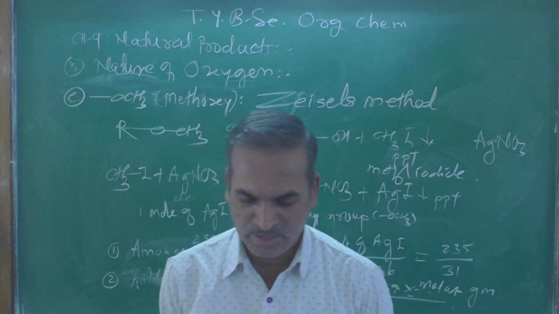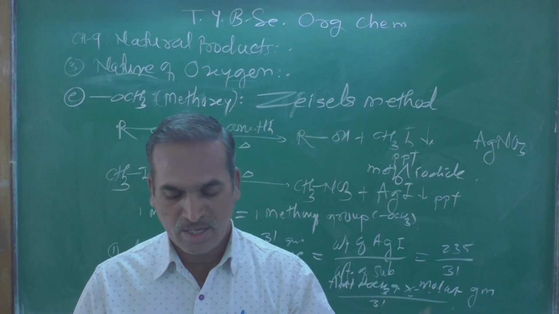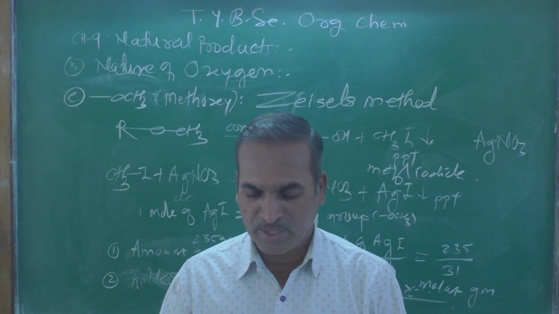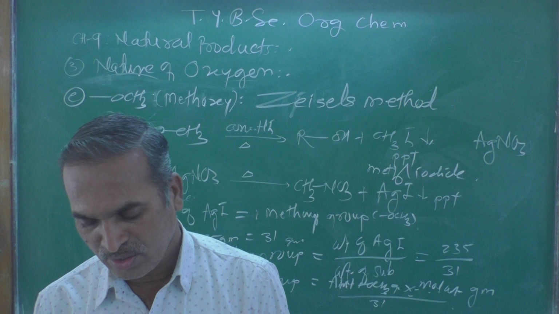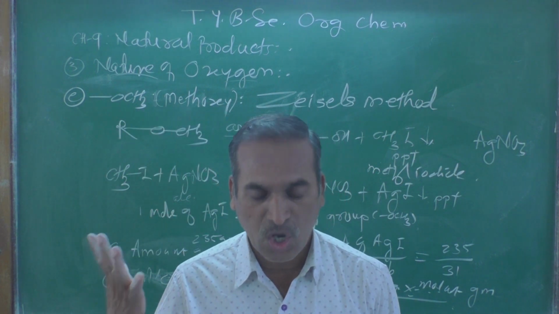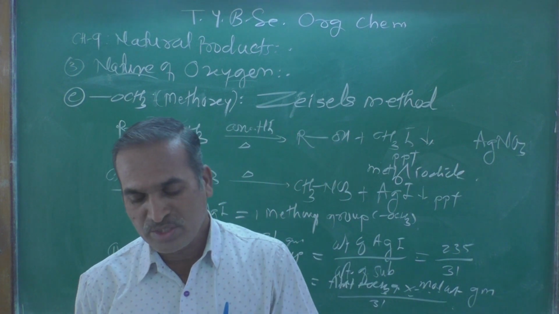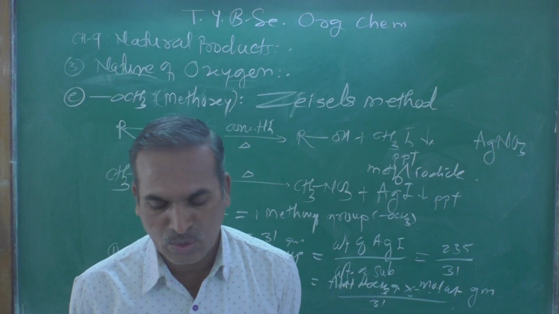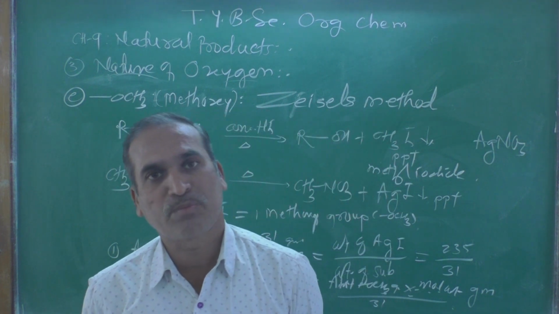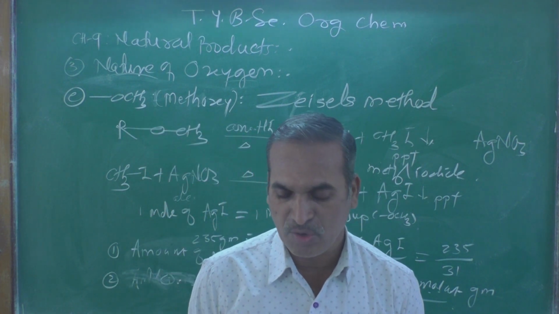There is one problem given, so that problem you can find out very easily. How many methoxy groups per molecule are present in an alkaloid when 4.24 milligram of alkaloid is treated with hot concentrated HI to yield methyl iodide, which is passed into an alcoholic solution of AgNO3, when 11.62 milligram of AgI is obtained.